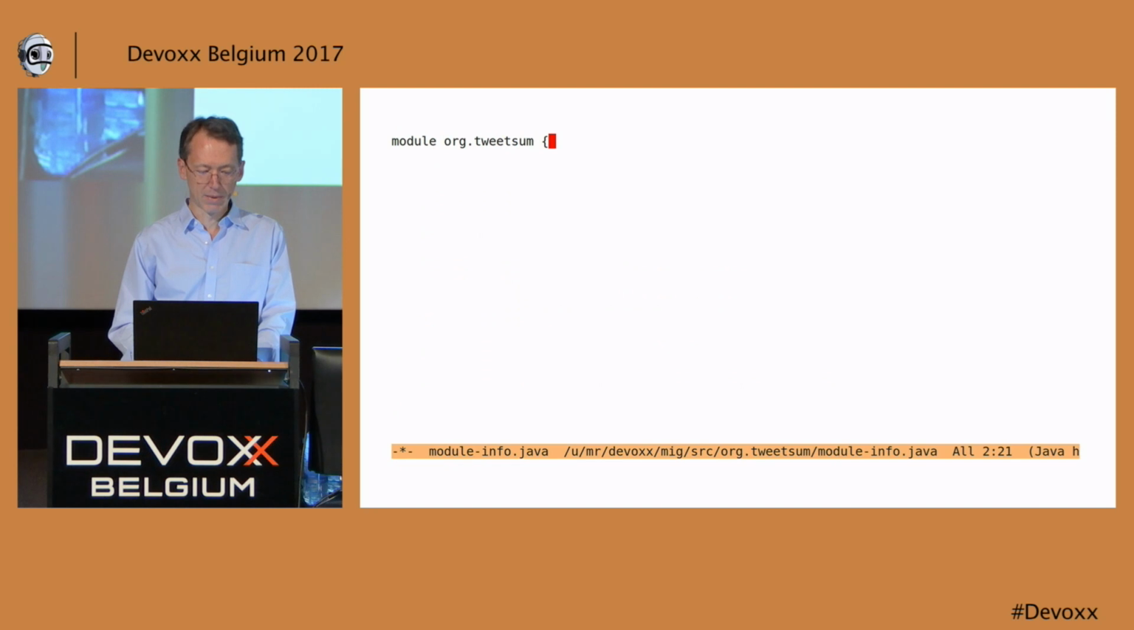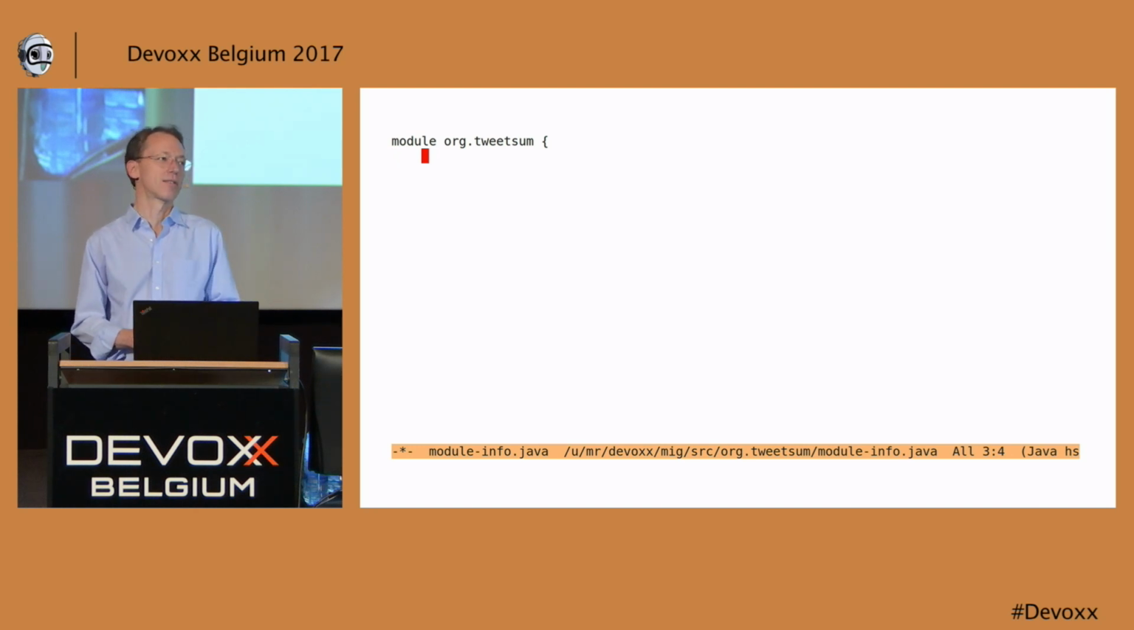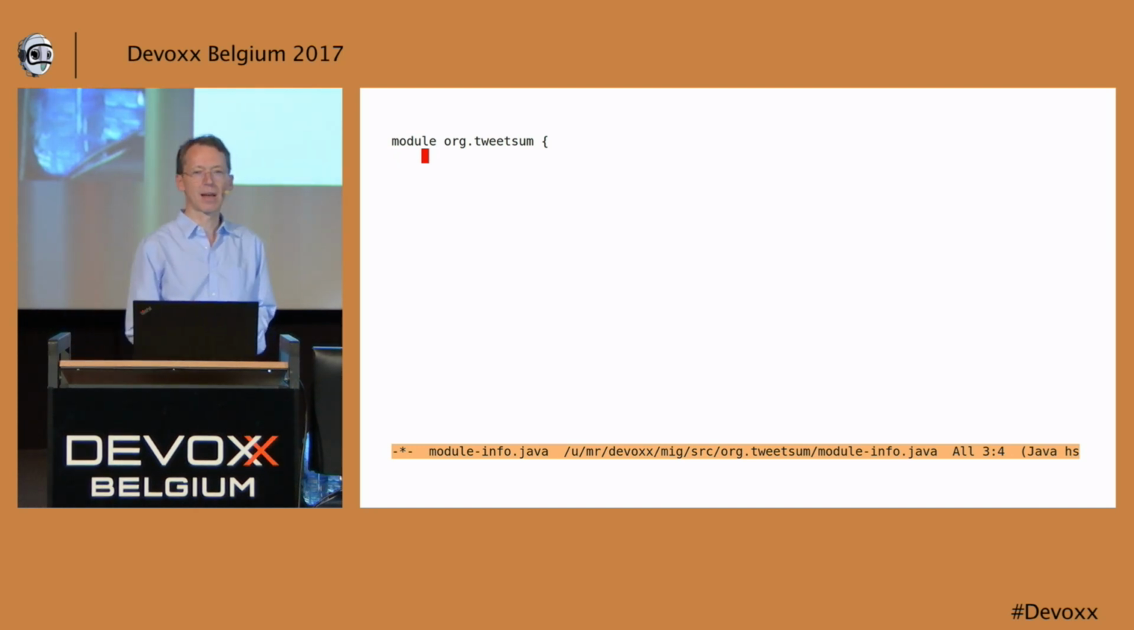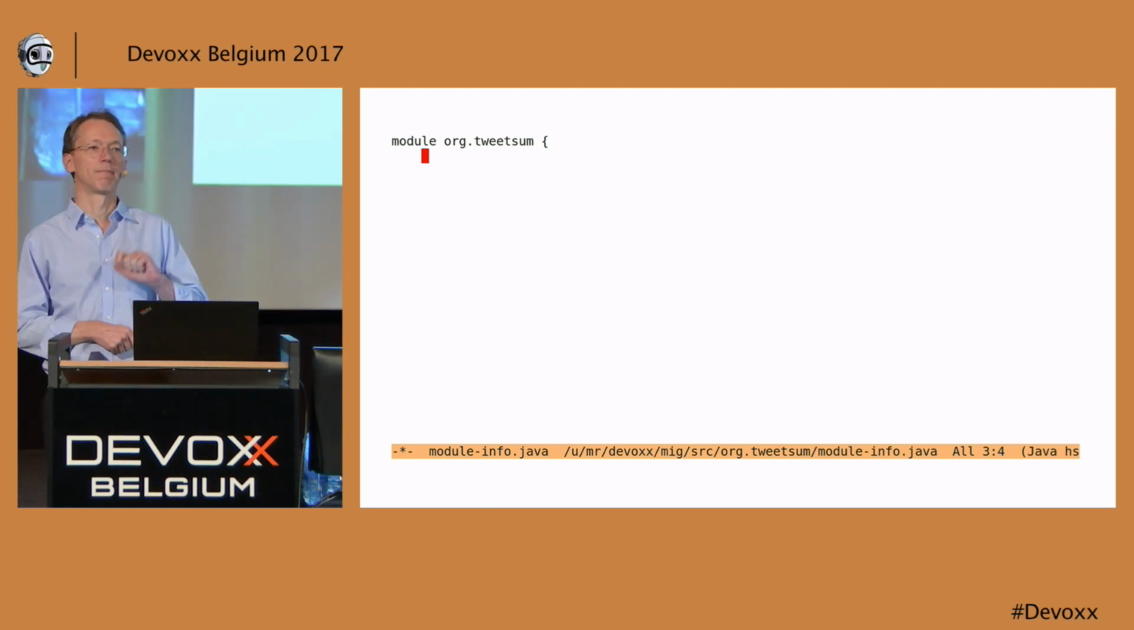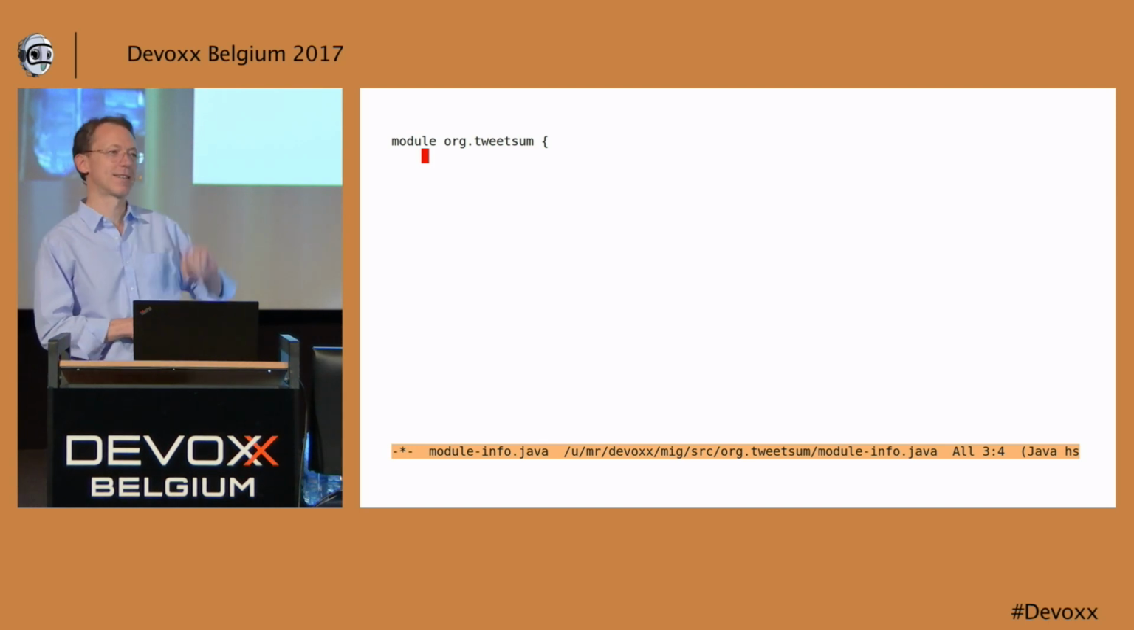And we'll use the recommended reverse DNS convention, same as for package names. And in fact, the one package in this module has the same name as the module itself. That's fine. So what are the two fundamental things about a module? What does it export and what does it require, right? So what does this module export? Nothing. Very good. It's an application. Doesn't need to export anything.